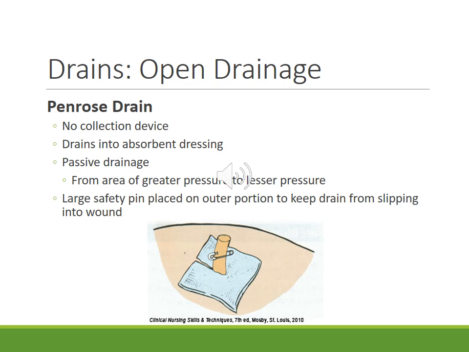And you'll see the picture here. If you notice, there is a safety pin in this tubing, this Penrose drain. That safety pin is placed on the outer portion to keep the drain from slipping into the wound, because this drain does not have an incision holding it intact. So it can easily slide in and out of the body. To prevent that, we put a safety pin in it. This is just to give you a visualization of what a Penrose drain is if you would see one in practice. And it is an open drainage system.